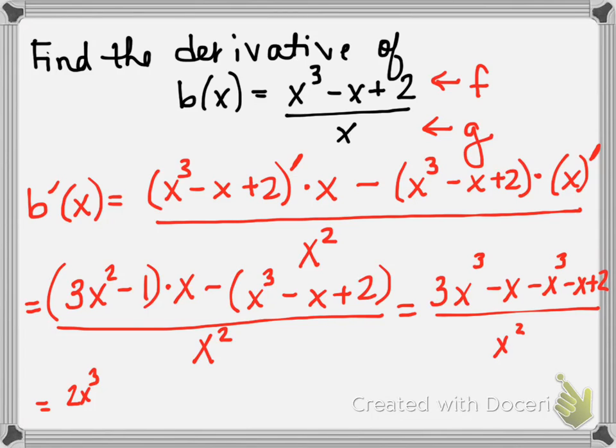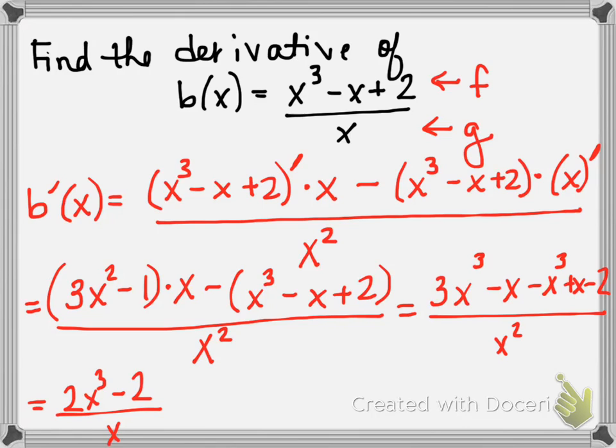Oh, look, I made a sign error. I made a sign error after I just said be careful. This should be a plus x, and that should be a minus 2, because I was supposed to distribute the negative. So let me go back and fix that. It should be a plus x and a minus 2 all over x squared. There we go, that's better. So now we get 2x cubed again. Now minus x and plus x cancel, and minus 2 all over x squared. That's looking a lot better.